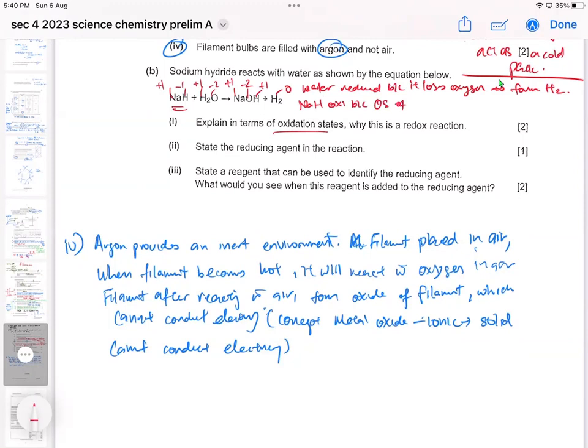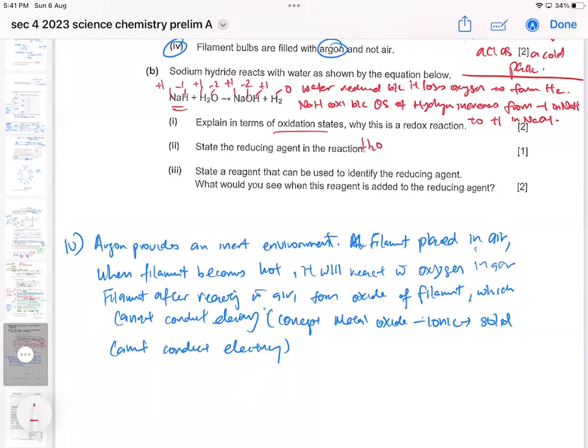Because of the oxidation state, you notice in our hydrogen, it increases from -1 in NaH to +1 in sodium hydroxide. Okay, so this is the hydrogen comparison. Then if you want to talk about the reduction, now I cannot use the oxygen, so I'll use the same thing, between water and hydrogen.